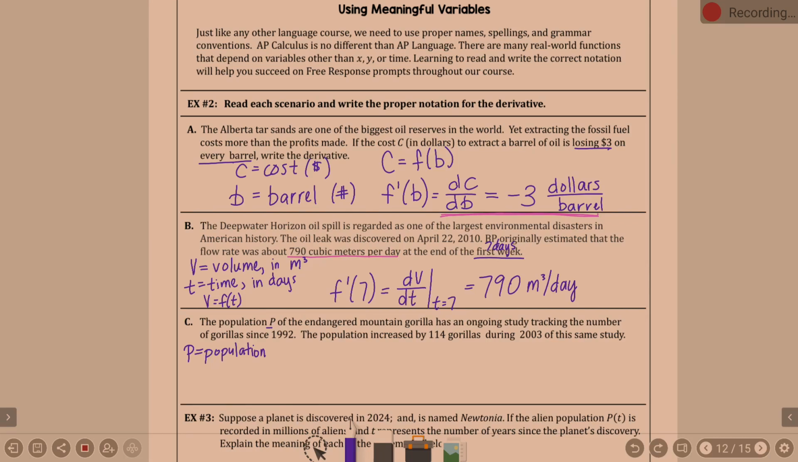Time in terms of what? What are they measuring time in? Years, right? Because they talk about tracking the number of gorillas since 1992. They talk about 2003. So we are talking about T being time, and it is time measured in years. You always want to be aware of what you're measuring your time in. So if we're defining the function, population is a function of T.